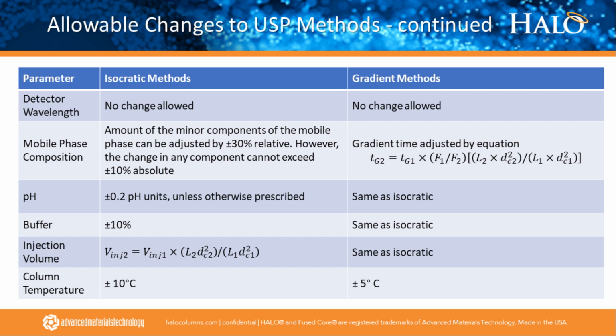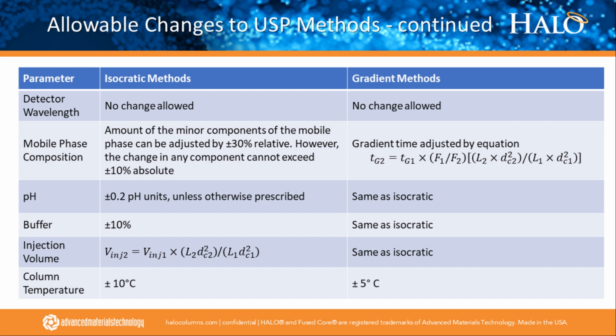And then in terms of gradient methods, the gradient time may be adjusted by this particular equation, where Tg2 is the new gradient time, and that's calculated by using the original gradient time multiplied by the original flow rate divided by the new flow rate, and then the new length and the new column diameter divided by the original length and the original column diameter. In terms of pH, that can be changed plus or minus 0.2 pH units for both isocratic and gradient methods.